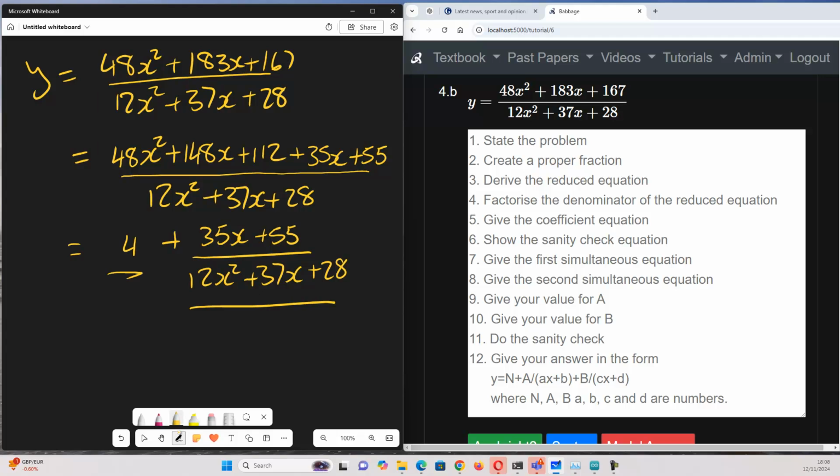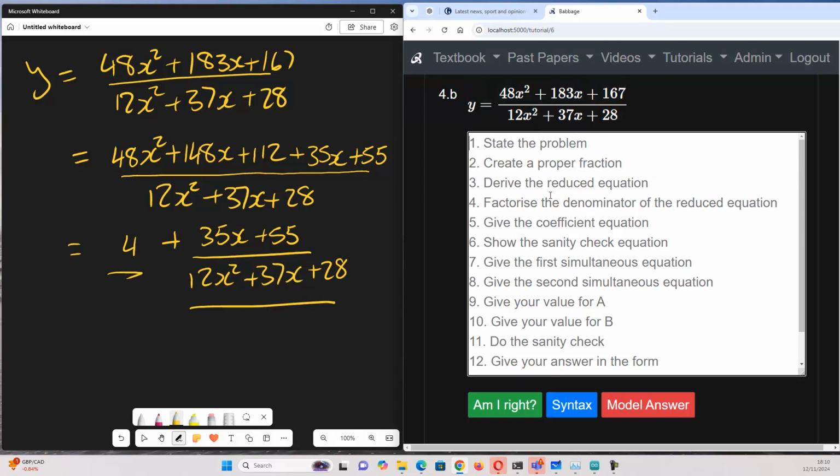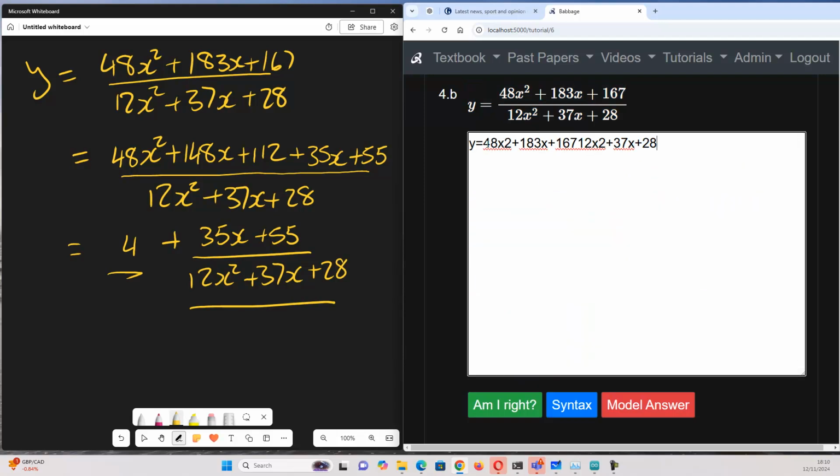Okay, so let's put that into Babbage. So we'll copy the question and paste it into our answer, and we need to put a bracket at the beginning of the numerator, a caret in front of the 2, so it's a square, 183x plus 167, close the bracket, divide by, open a bracket, caret in there, and then close the bracket. And am I right?